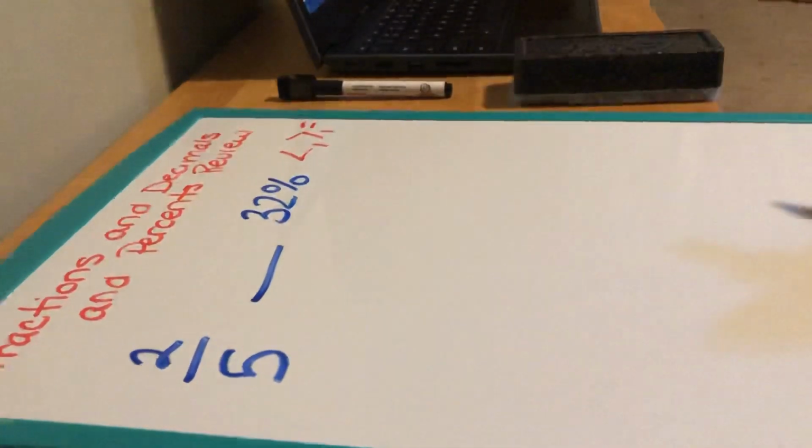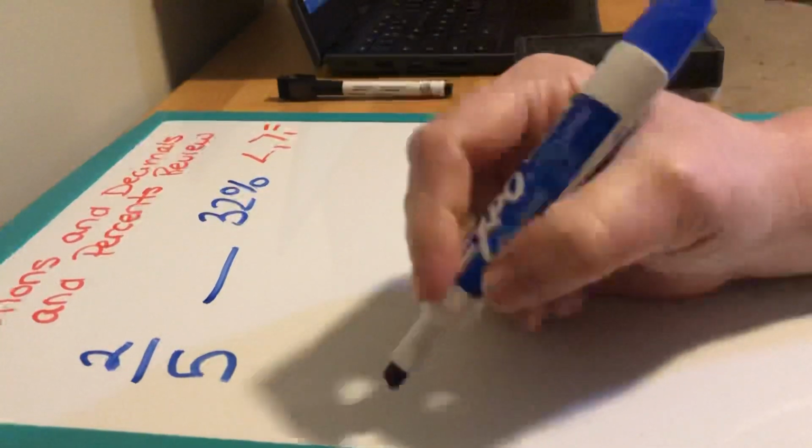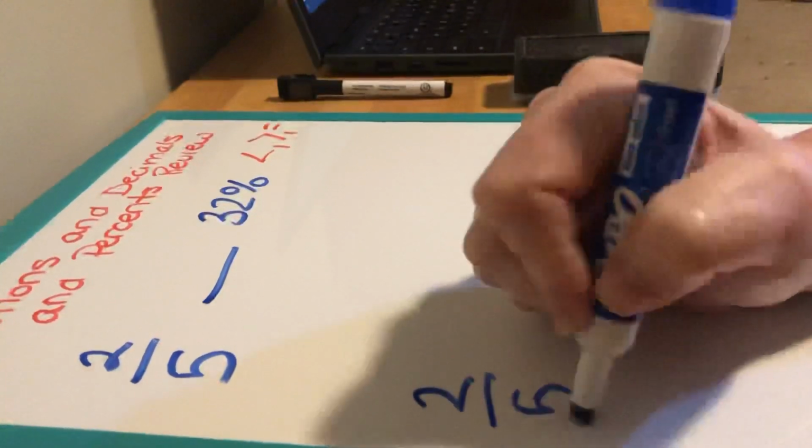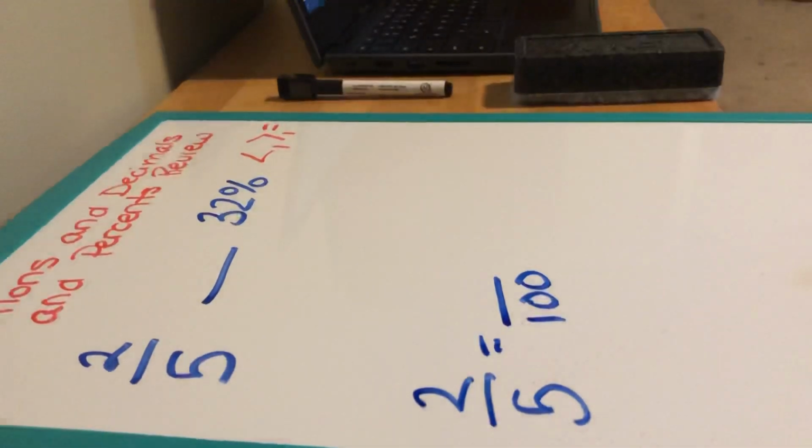So we've done this practice, so let's do it down here to show our work. So 2/5, I want to turn it into something over 100.